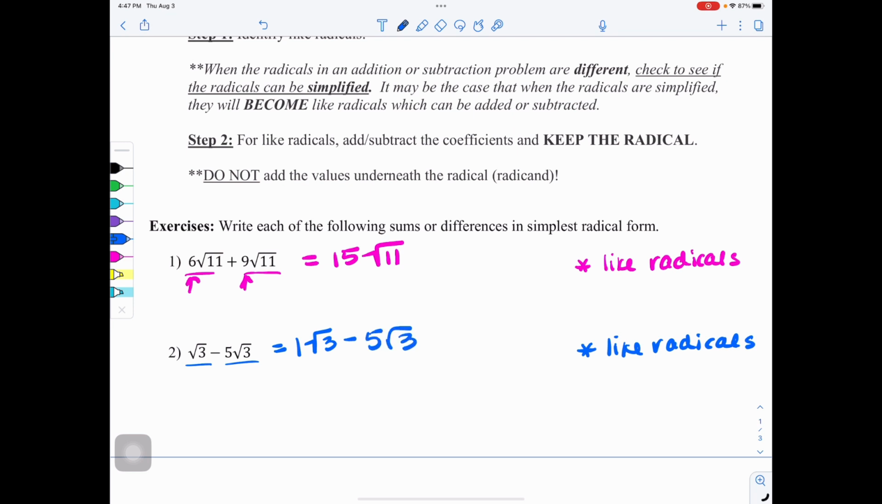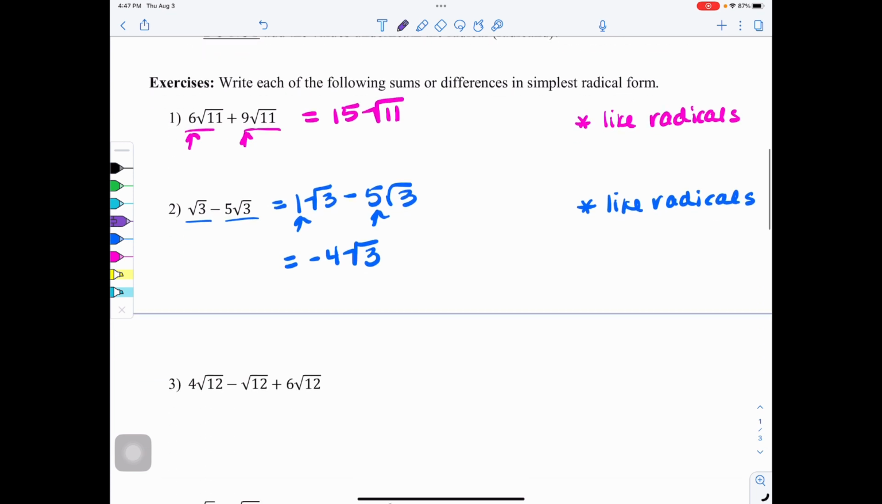So you might want to take time to rewrite this as 1 square root 3 minus 5 square root 3. Because then you'll see you're going to take the 1 and the negative 5 as your coefficients and combine them. So 1 take away 5 would be negative 4. So this is negative 4 square root 3. And again, looking to see if I can simplify, square root of 3 is as simple as it's going to get. So there's two examples right away of like radicals that are there, easy to find, either just add the coefficients or subtract the coefficients. Let's move on to example 3.